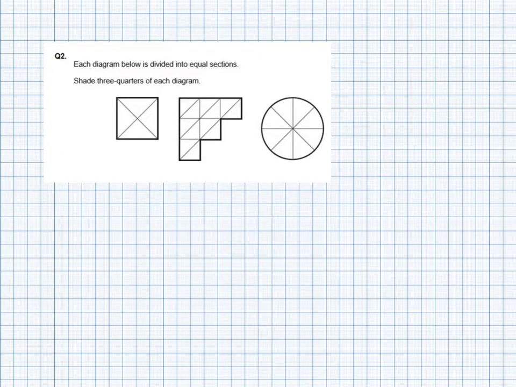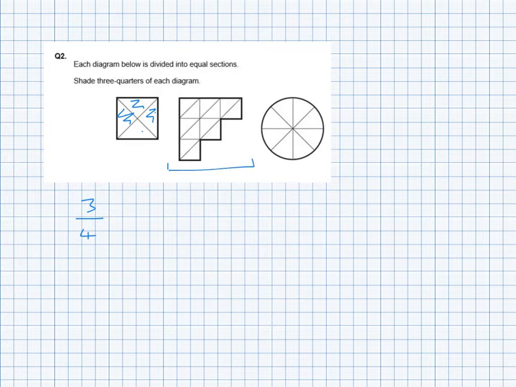Right, so in this question, each diagram below is divided into equal sections. We've got to show 3/4 of each diagram. So we should know that 3/4 is 3 out of 4. Now, luckily on this first one, we've already got 4 pieces, so I just need to shade 3 out of 4. The next one's not so easy.